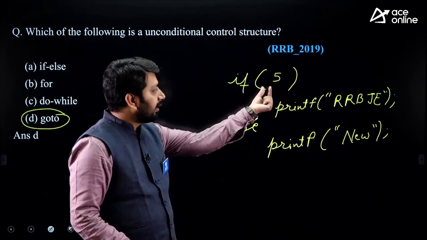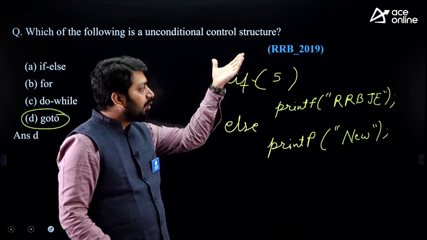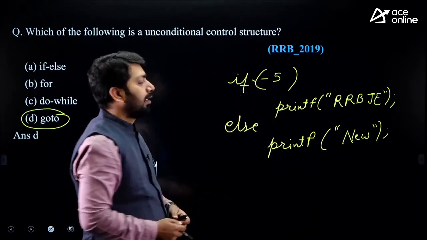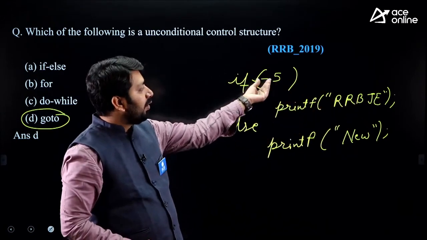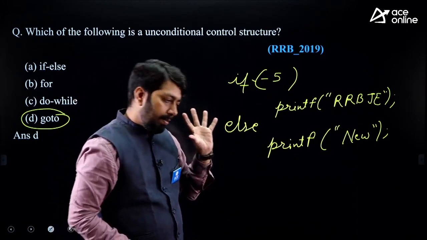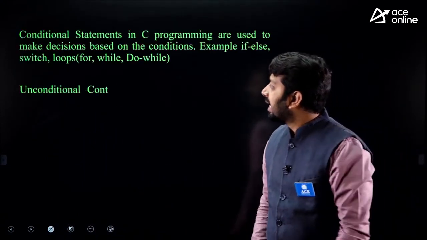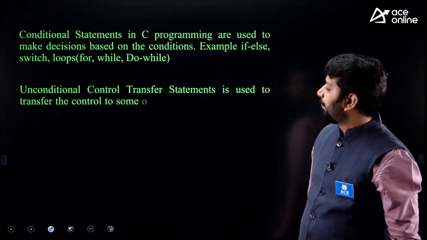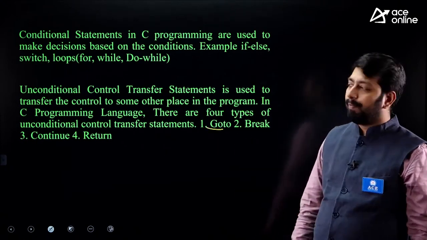Look, you might be thinking, sir, it is not a condition. It is a condition. And 5 is considered as non-zero. So condition is true, you will print RRB JE. If I write -5, again it will print RRB JE. Why? Because all the non-zero values, either positive or negative, are considered as true. Conditional statements in C programming are for, while, do while, if else, switch. So I hope you understood my point. Go to is unconditional.